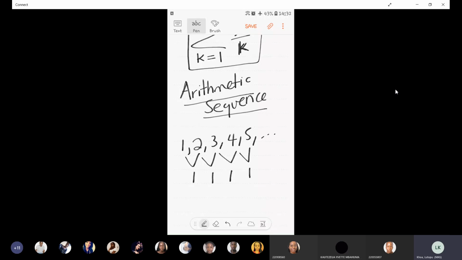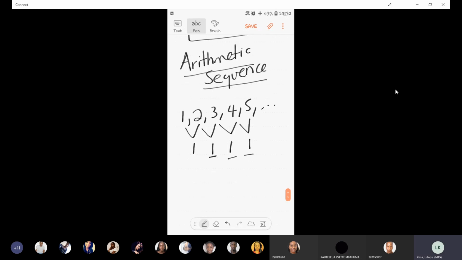So any two consecutive terms, consecutive means they follow each other. The difference between the term numbers is 1. So if I subtract the one that comes right before from the one that comes later, the difference is always the same. That's what makes a sequence arithmetic. If the difference there is 2, there it's 3, and there it's 4, or there isn't even a pattern in the difference, that is not arithmetic. With arithmetic, you must have a common difference.